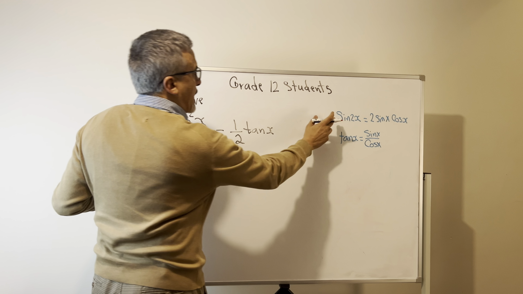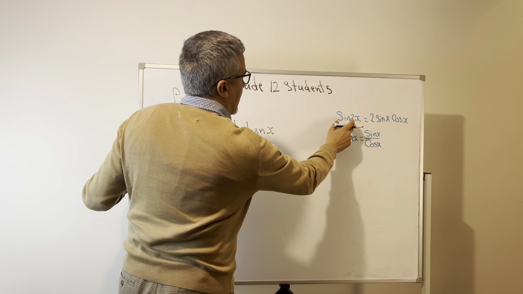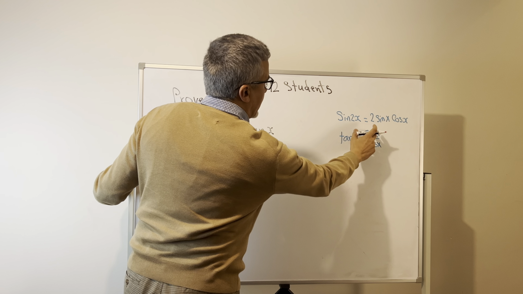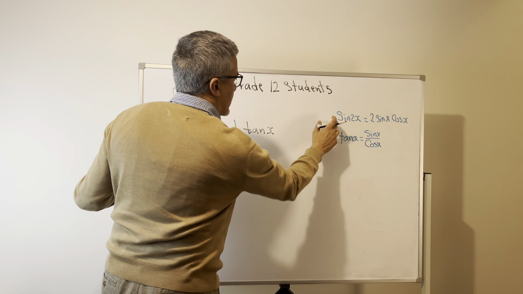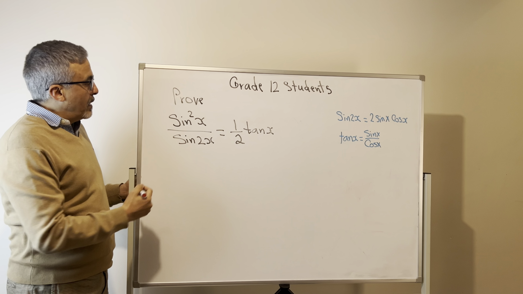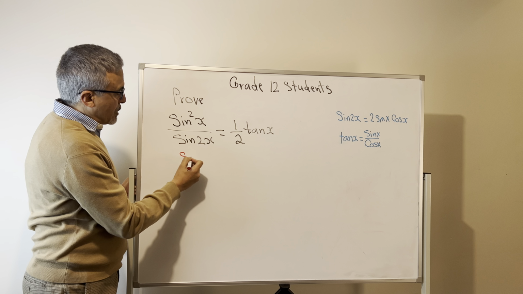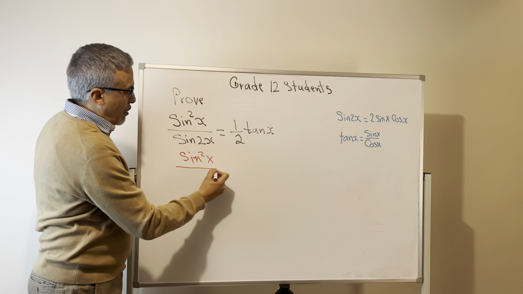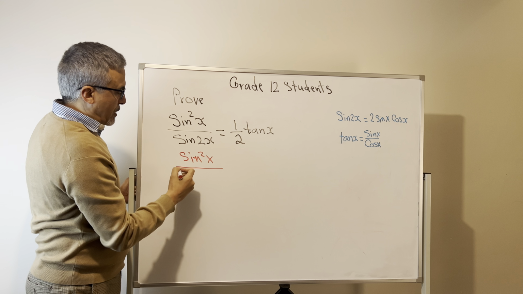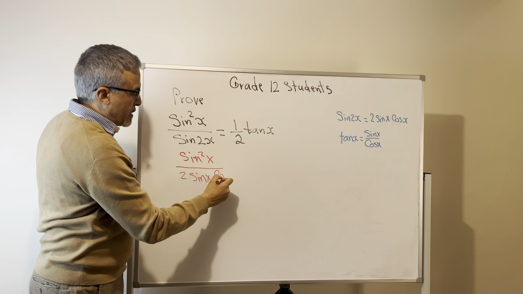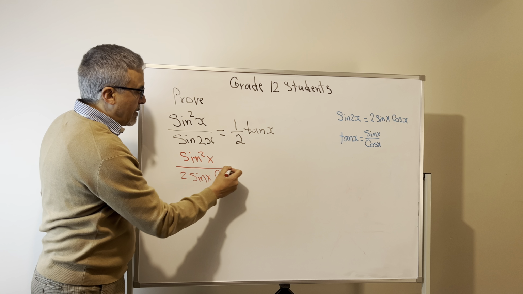Remember, sine 2x is the double angle. You could change it to 2 sine x cos x. And remember that tan equals sine over cos. You need these two identities to answer this question right here. So I'm gonna have sine squared x all over sine 2x, I'm gonna change it to 2 sine x cos x.